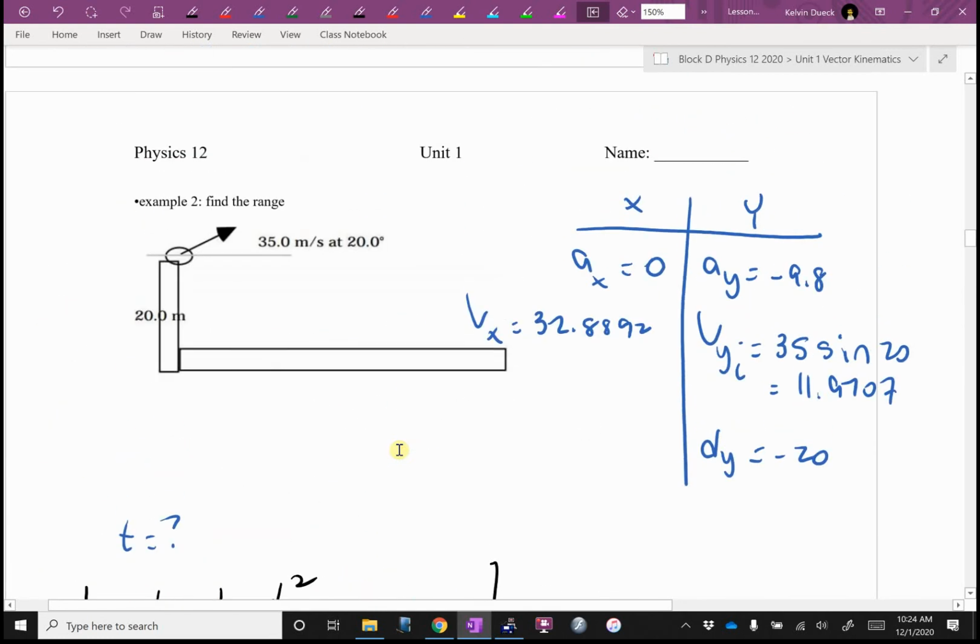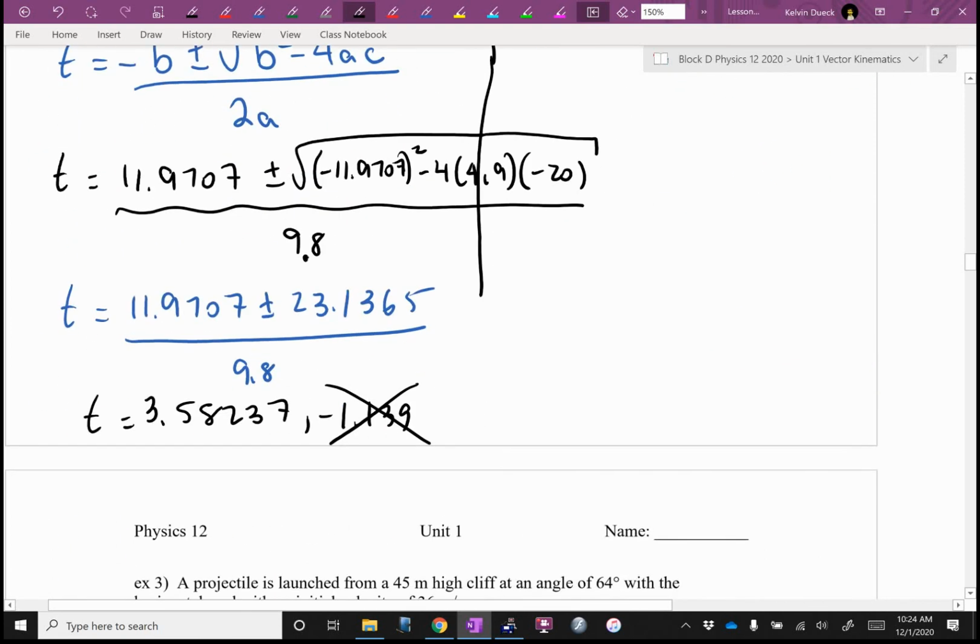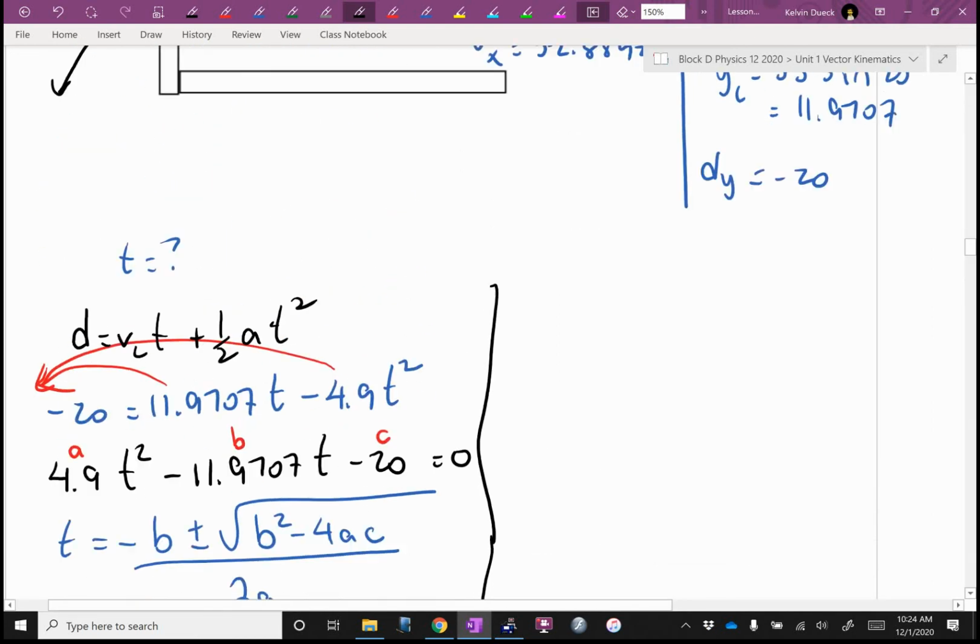Look up. If instead of traveling this way at 35 meters per second at a 20-degree angle above the horizontal, it was traveling this way at 20 degrees below the horizontal, and if it could somehow go into the ground, it would hit down here 1.139 seconds later. In other words, if it was starting from the ground, it would have had to have started 1.139 seconds ago to get to this place at this particular velocity. So it does mean something, but whatever.